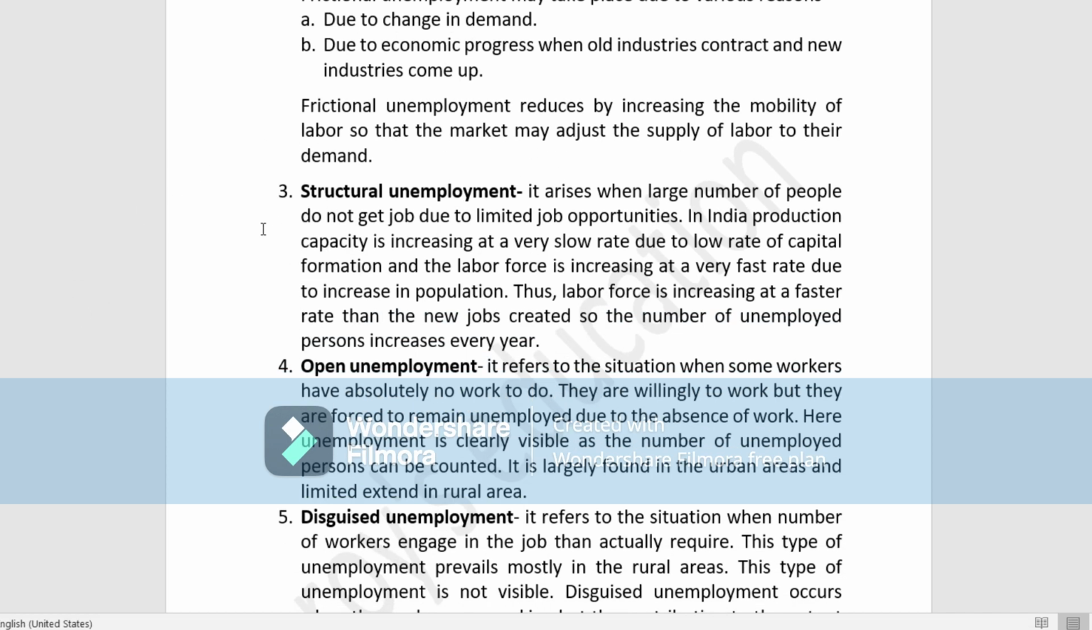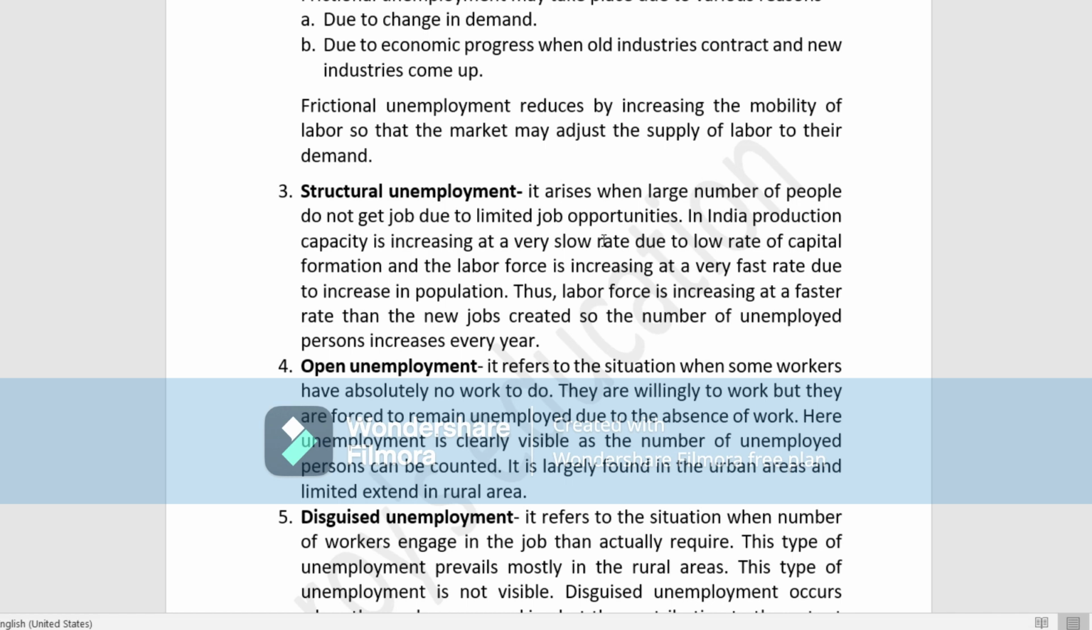The next type of unemployment is structural unemployment. What is structural unemployment? It arises when a large number of people do not get jobs due to limited job opportunities. Because job opportunities are limited and the population is increasing day by day, employment is not increasing according to it. So it will give rise to unemployment.